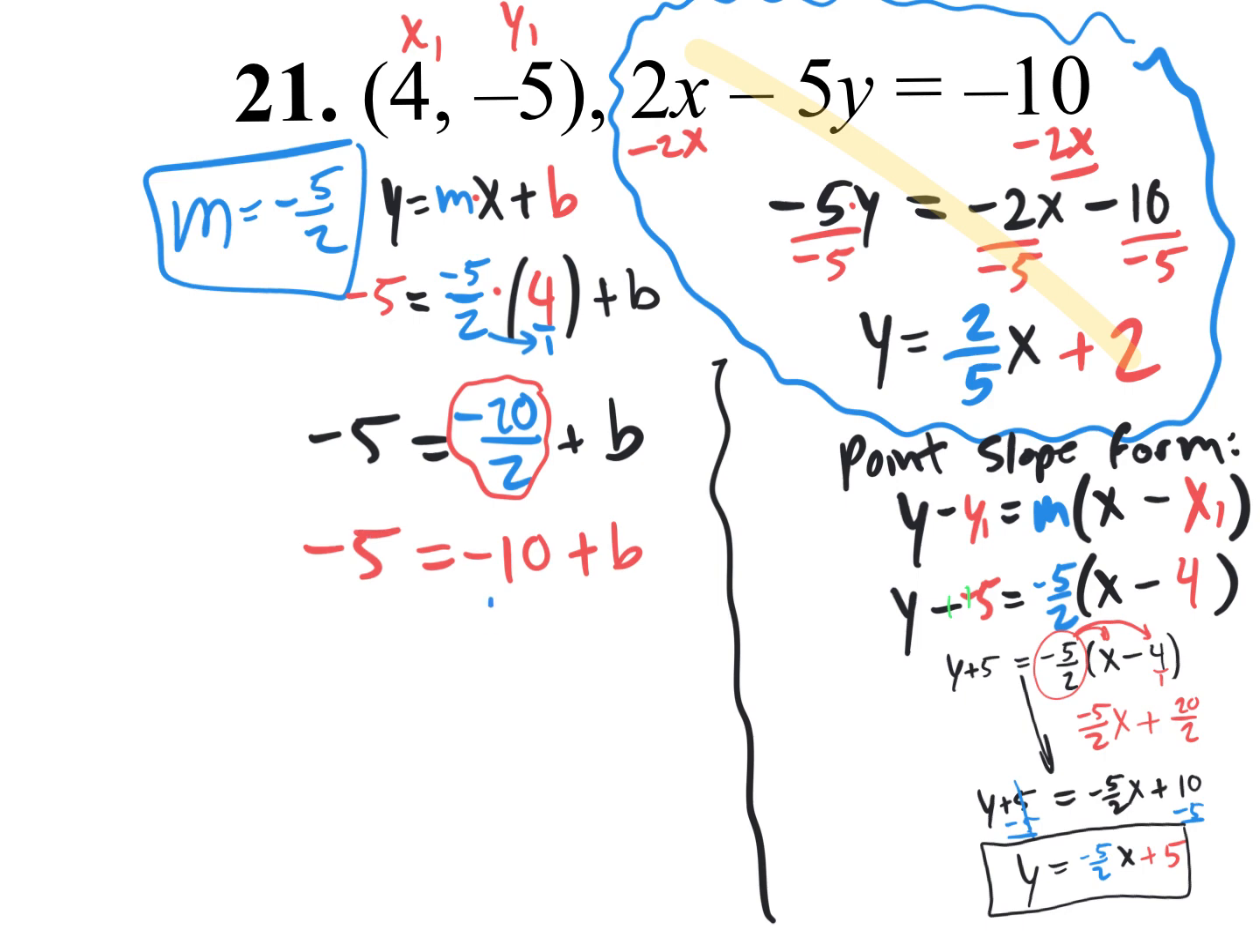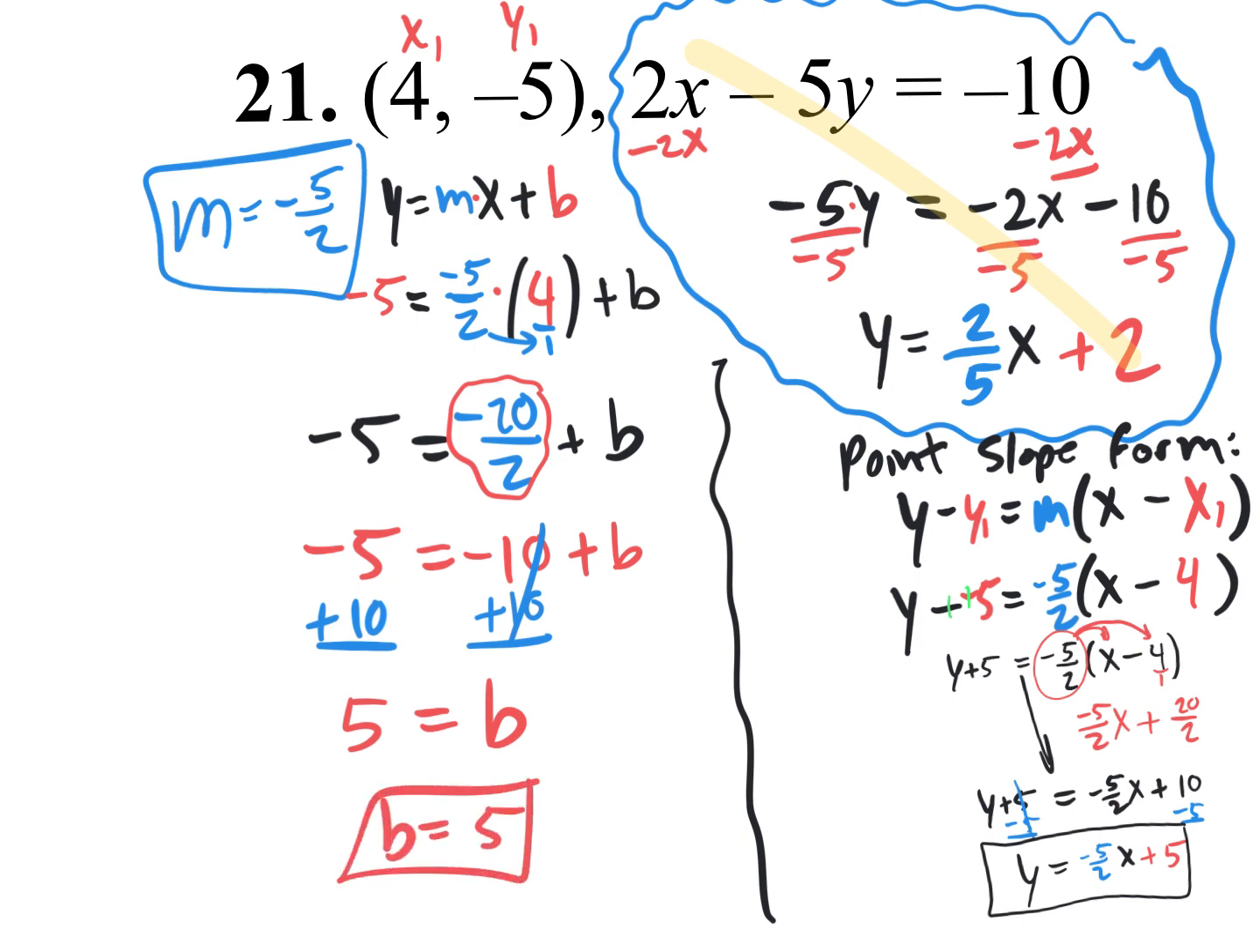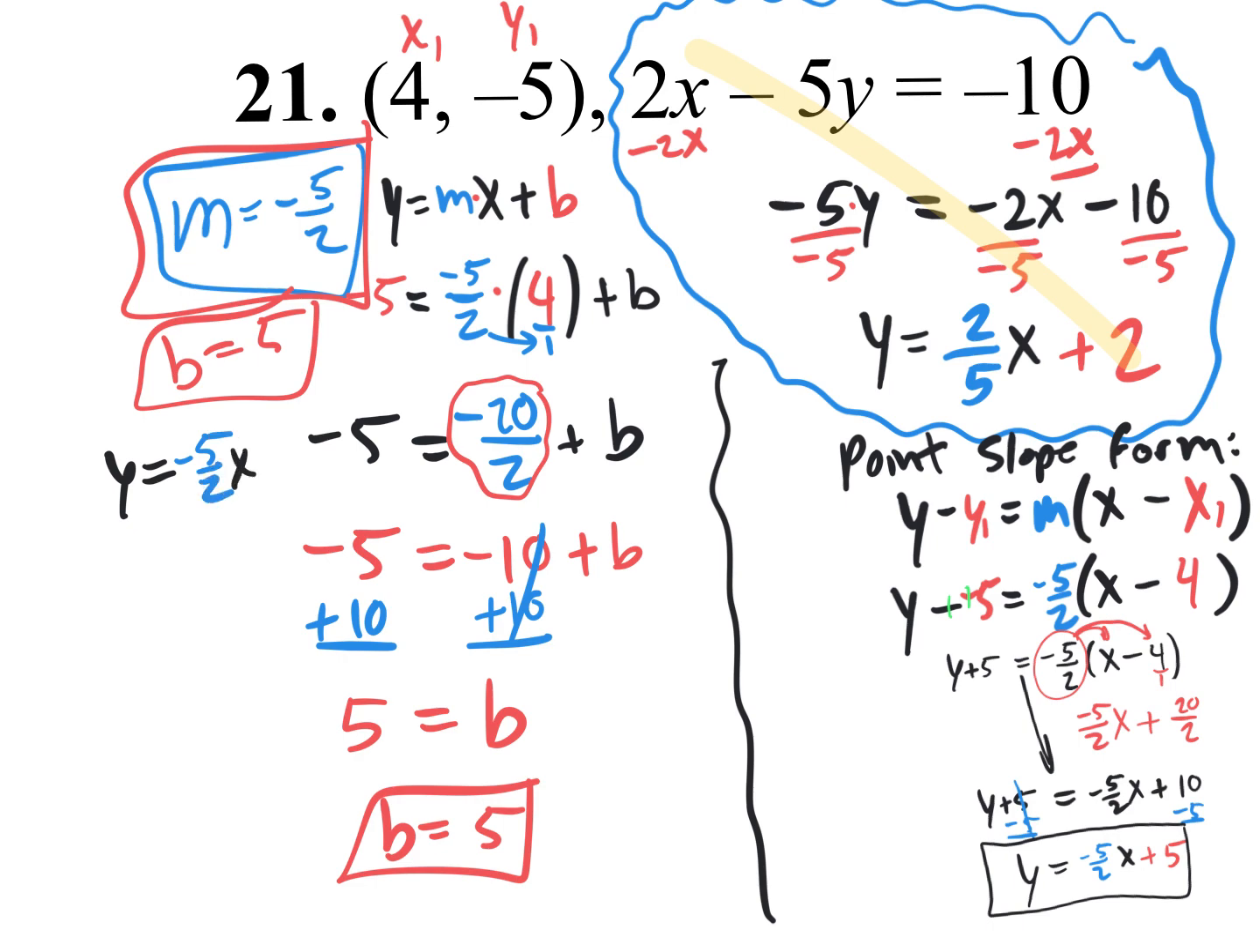Get b by itself, so you're going to add 10 to get rid of that minus 10. On the left side, you're going to have a 5. On the right side, you have the b, which means that b equals 5. So if you know your m and you know your b, now you could write it in y equals mx plus b. So there's your equation, y equals negative 5 halves x plus 5. Same exact equation as over here. That's probably the hardest type of question that there is.